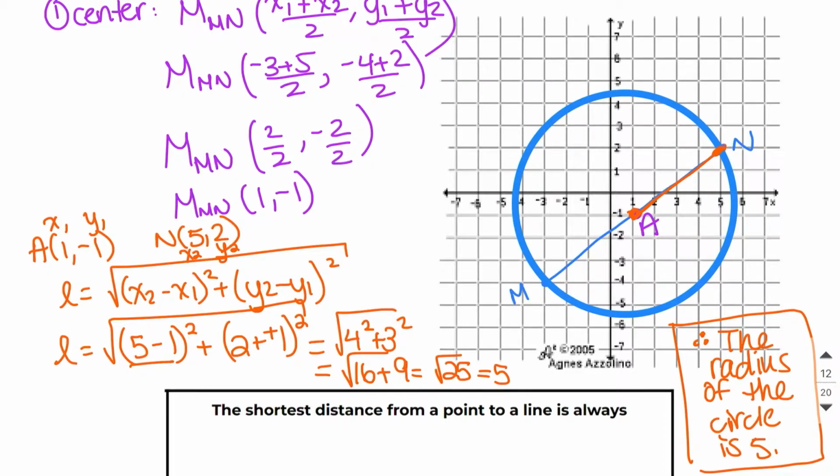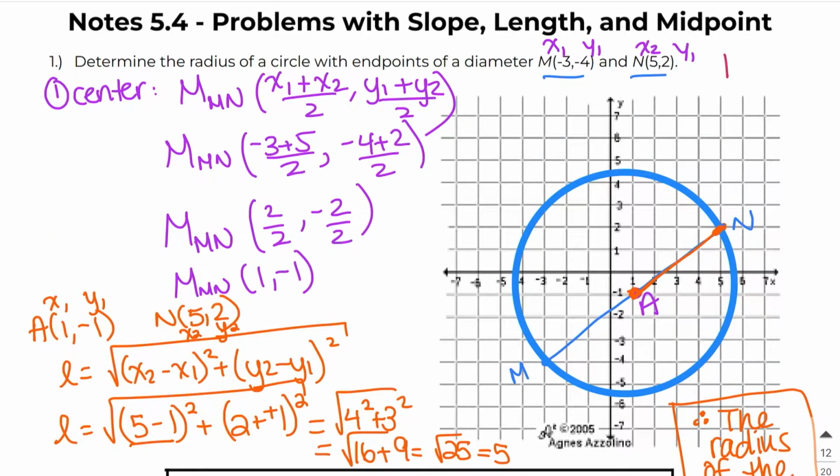But there's another way that we could have done this. I don't want you to actually do it, but I just want you to write down a possible method. What is another method that we could have done in order to figure out the length of the radius, in addition to finding the midpoint and finding the length of the radius from A to N? What's another possible way to do it? Don't actually do it, just describe what we could possibly do.